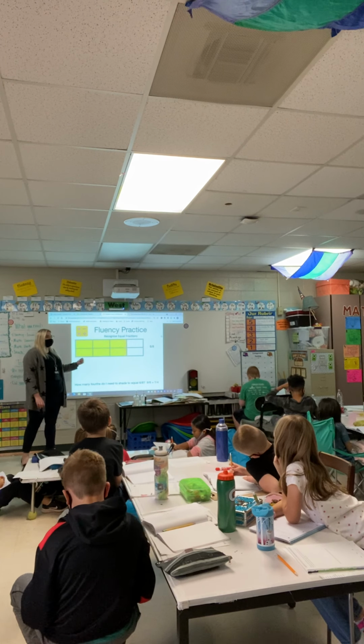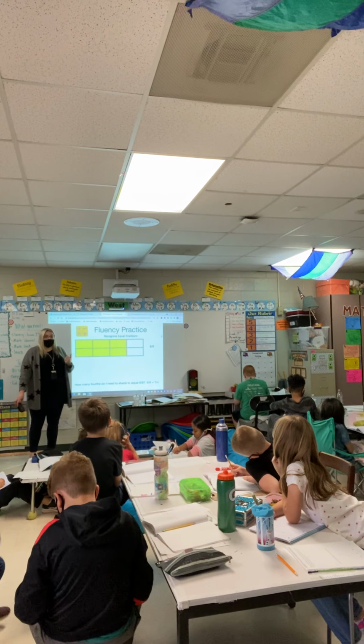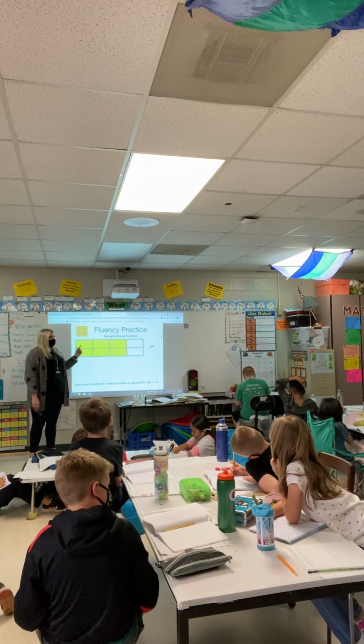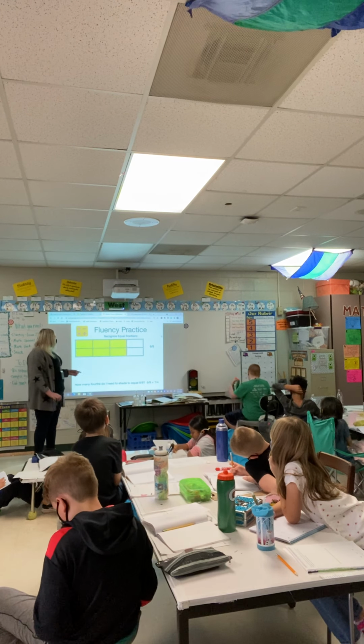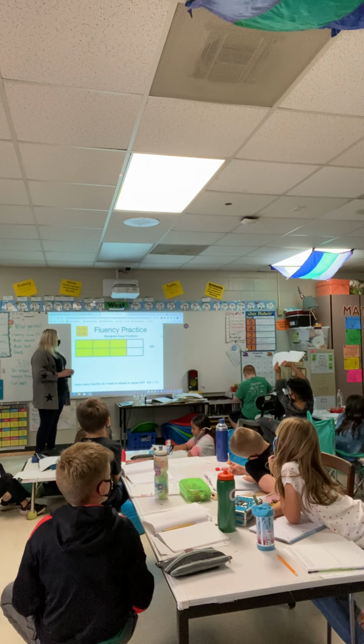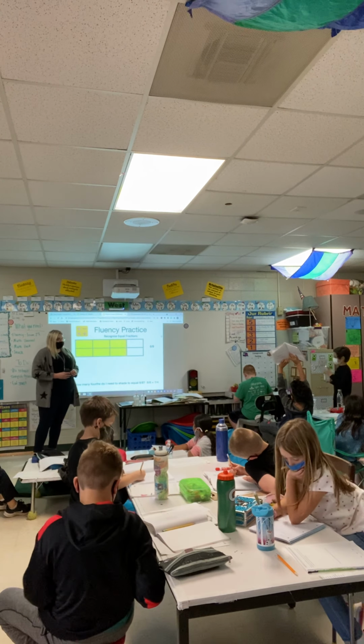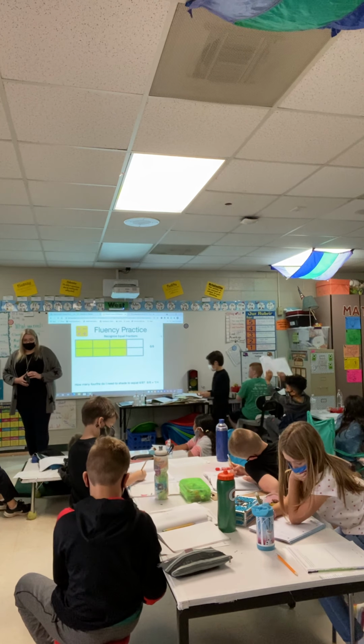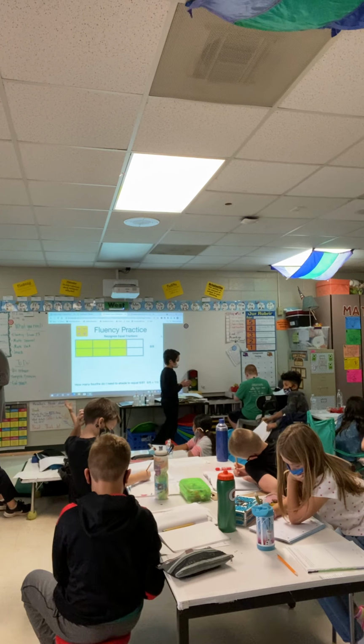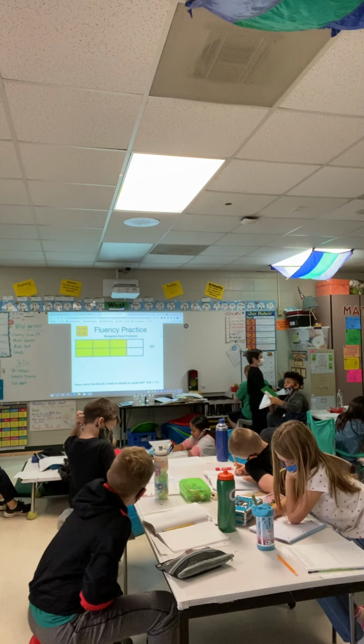Oh, so the other ones we were partitioning the whole into more pieces. Now we're trying to go back. How many fourths is equal to 6 eighths? It's kind of tricky. Show me in your journal, and I'll come around and pick somebody.